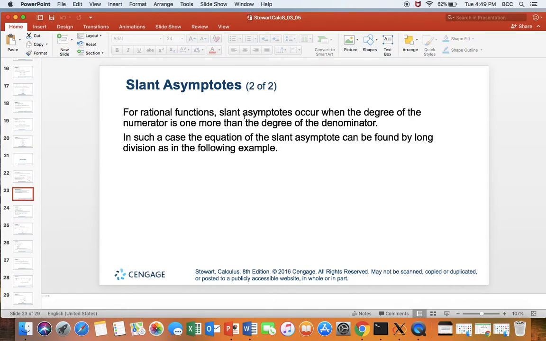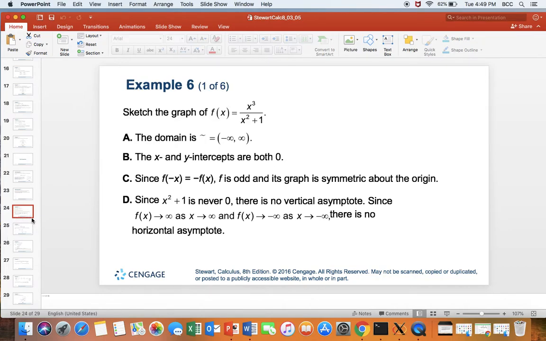For rational functions, slant asymptotes occur when the degree of the numerator is 1 more than the degree of the denominator. In such a case, the equation of the slant asymptote can be found. Okay. Here is an example, when the degree of the numerator is 1 more than the degree of the denominator.